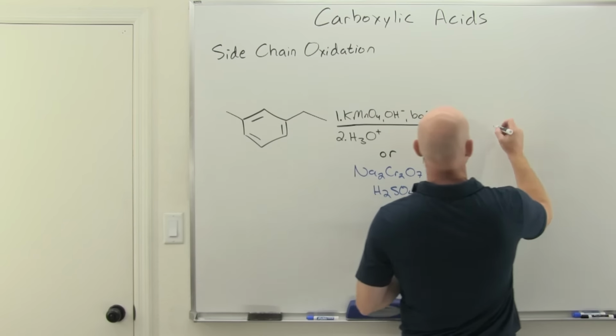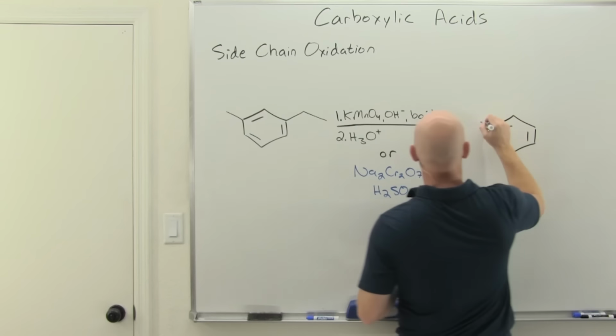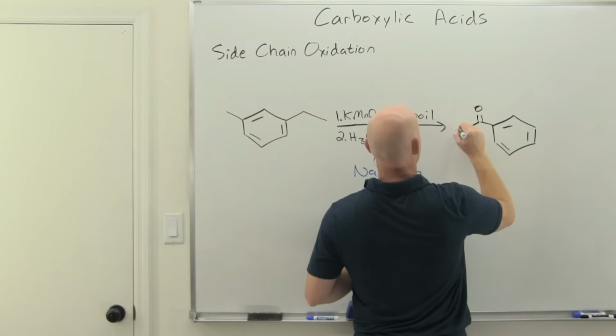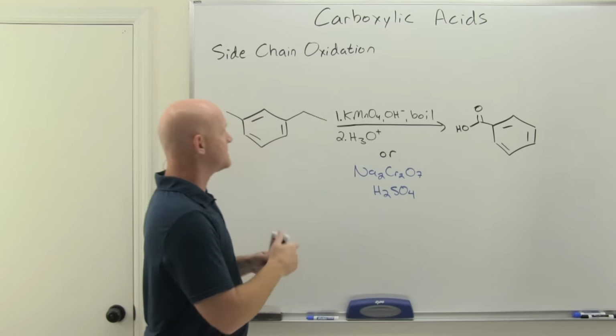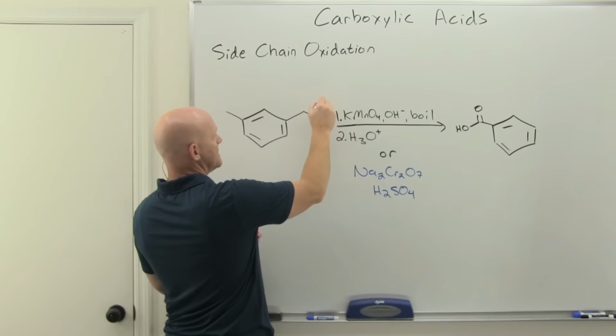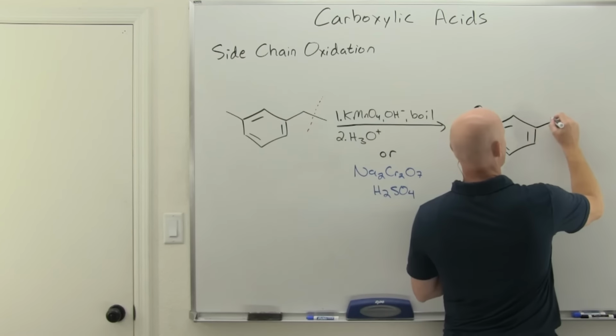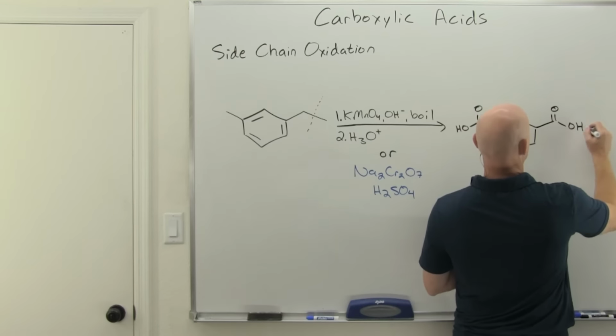In this case, it's your benzylic carbon that gets oxidized. And so if all you have is a benzylic carbon, like we do on this side, that becomes a carboxylic acid. But it turns out if you have more than just a benzylic carbon, one carbon away from the benzene ring itself, you'll cleave off all the rest of them and still oxidize that one remaining carbon to a carboxylic acid.